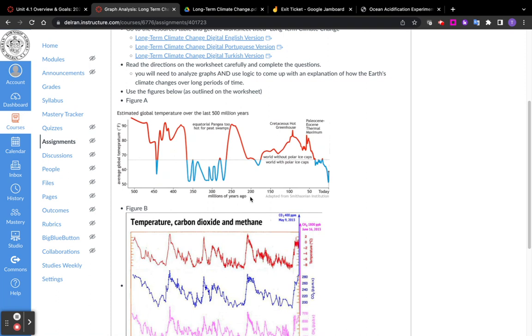We have the temperature, millions of years. Obviously, you have to answer those things. Analyze this and answer some questions. I just want to point out that this is for the past 500 million years. Remember that 1 million years is 1,000 thousand years. Does that make sense to you?